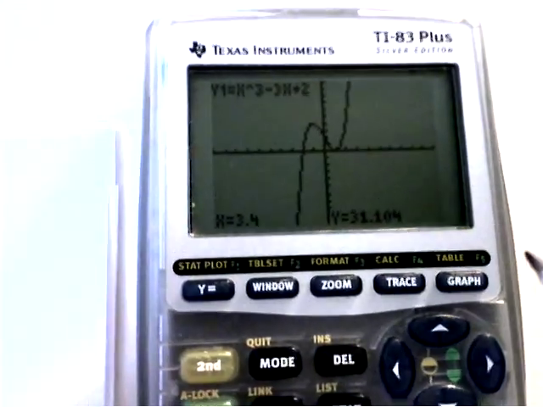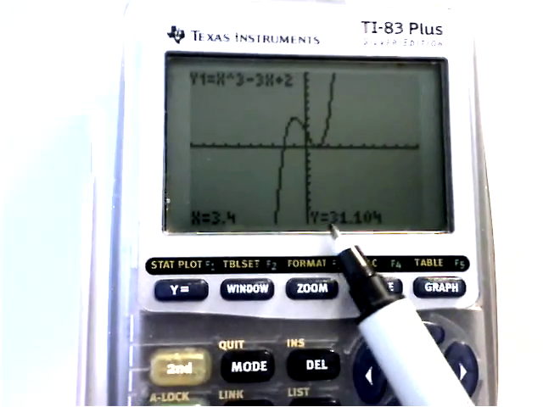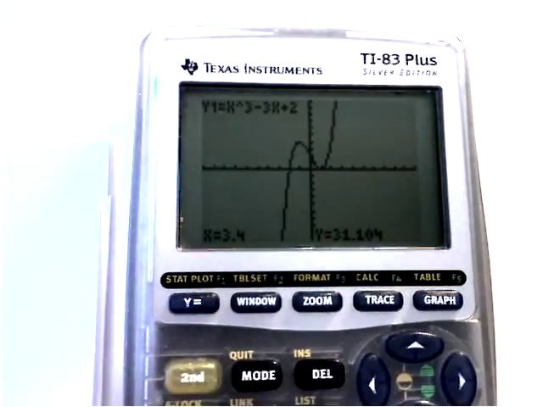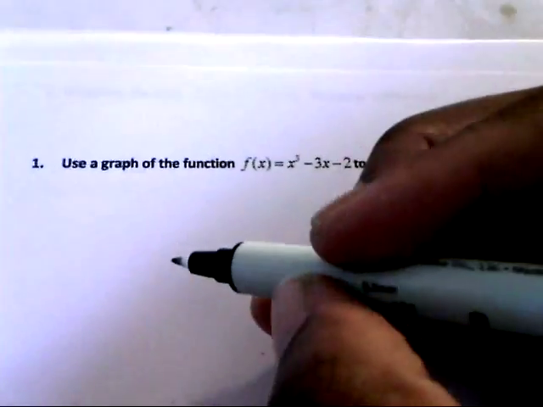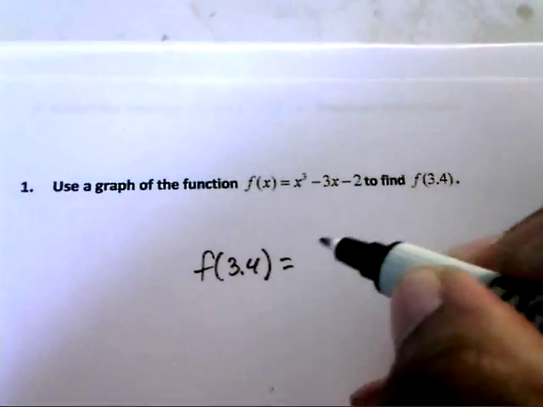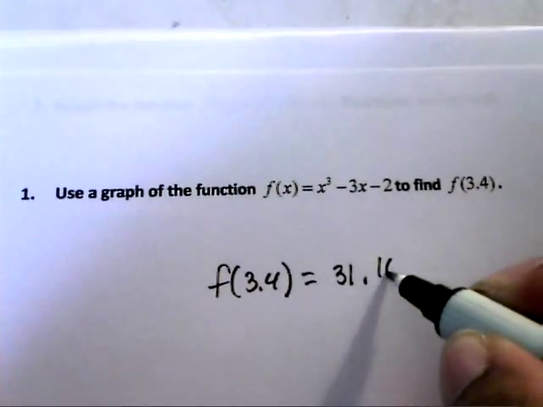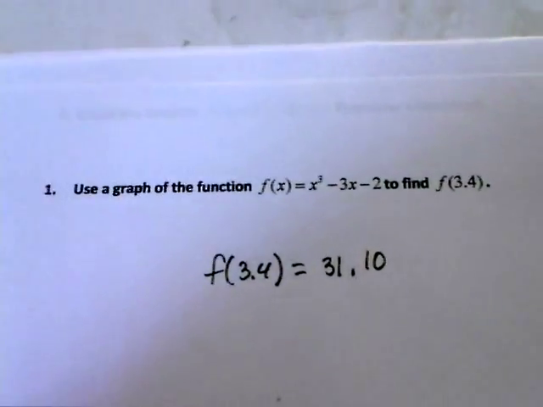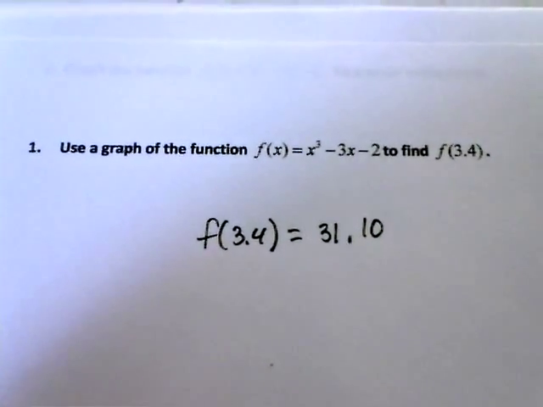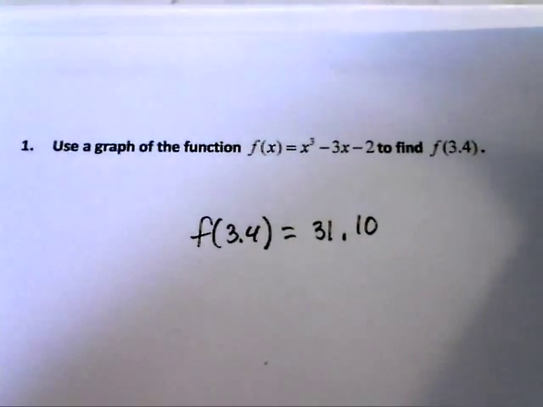In this case, we're going to round to 2 decimal places. So here, x is 3.4 and the y is 31.10. So to answer that particular question, f of 3.4 equals 31.10. Okay, so that's how you'll find the value of that particular function at x is equal to 3.4.